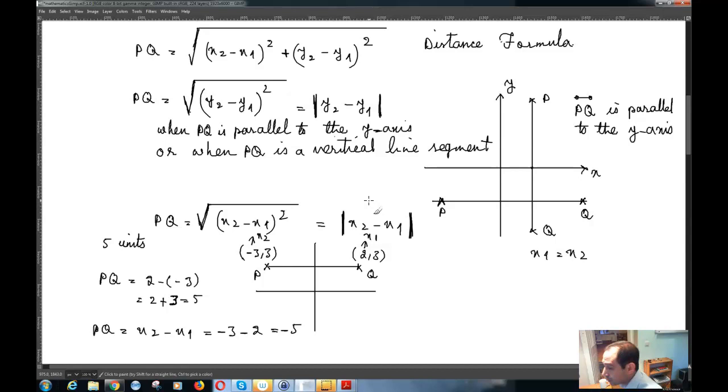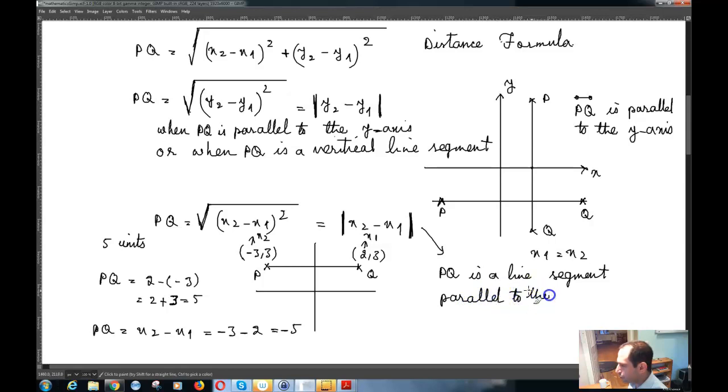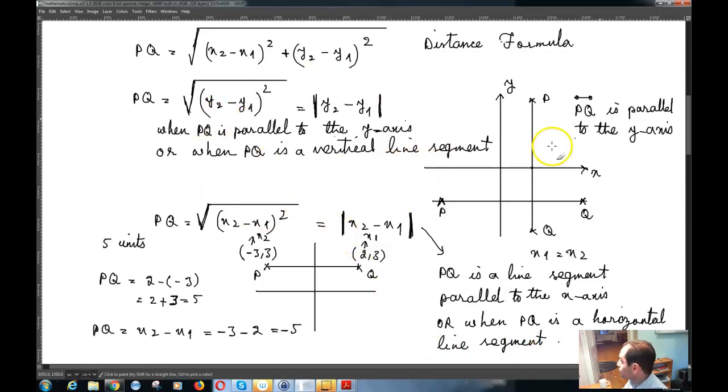So this happens when PQ is a line segment parallel to the x-axis, or you could say when PQ is a horizontal line segment. And that's basically the whole story here.